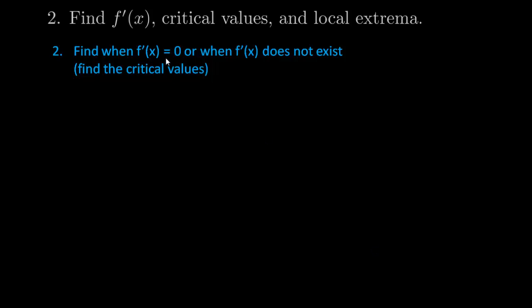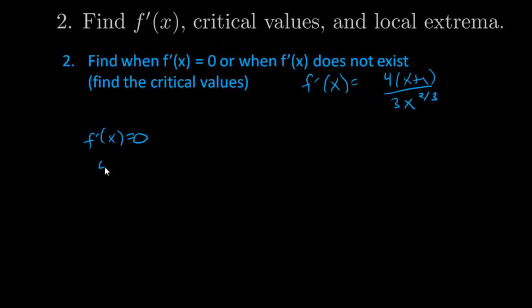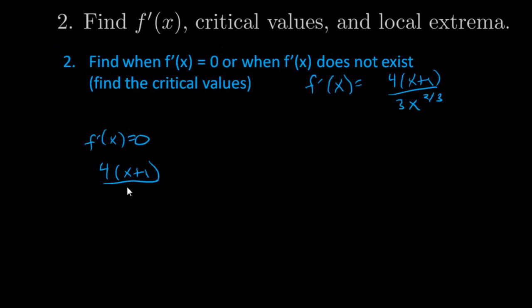Next, we're going to set the first derivative equal to 0, and then figure out when it does not exist. Now, to remind you, the first derivative was 4x plus 1 over 3x to the 2/3. So we have f prime of x equals 0. That would be when 4x plus 1 over 3x to the 2/3 equals 0. Well, the only time a fraction is going to equal 0 is if the numerator equals 0. So all we're going to do is set the numerator equal to 0. And when we solve that, we get -1.